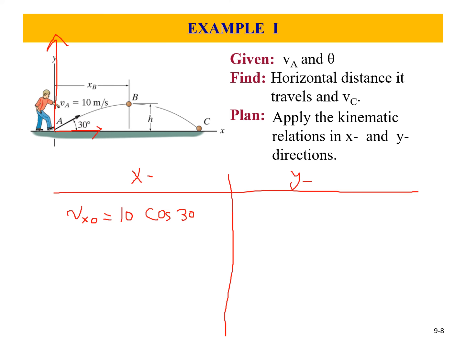Done. That's your velocity. Now remember, the Vx0 should always be the same as Vx final because we don't have acceleration. So velocity in the x-axis, initial and final, should be the same. We good? Now, Vy initial, how much is that? 10 sine 30. Correct? Right? These are the two here.